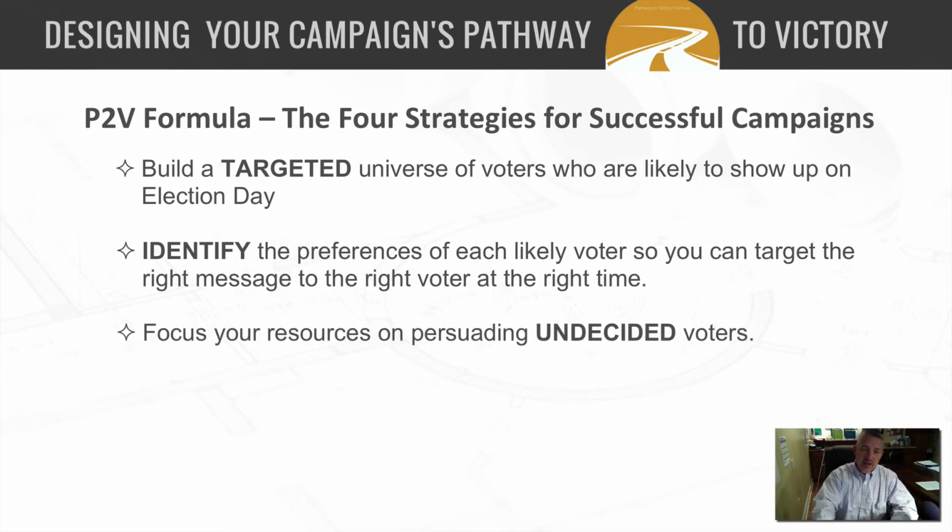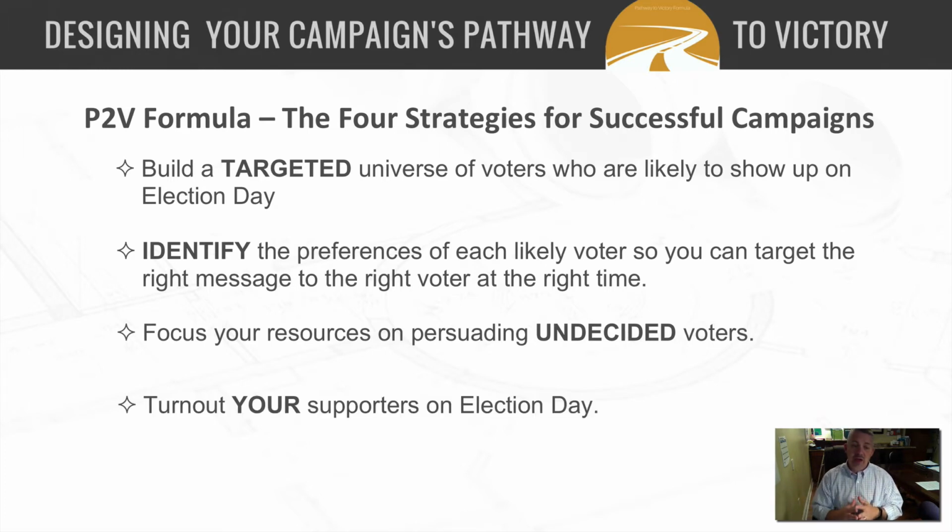That's the second strategy. The third strategy is focus your resources on persuading undecided voters. You want to spend time with your supporters. Those are the folks that are going to donate and volunteer in your campaign. Your opponent's supporters are most likely, you're going to ignore them because they're not going to do anything for you. The bulk of your time should be spent persuading undecided voters.